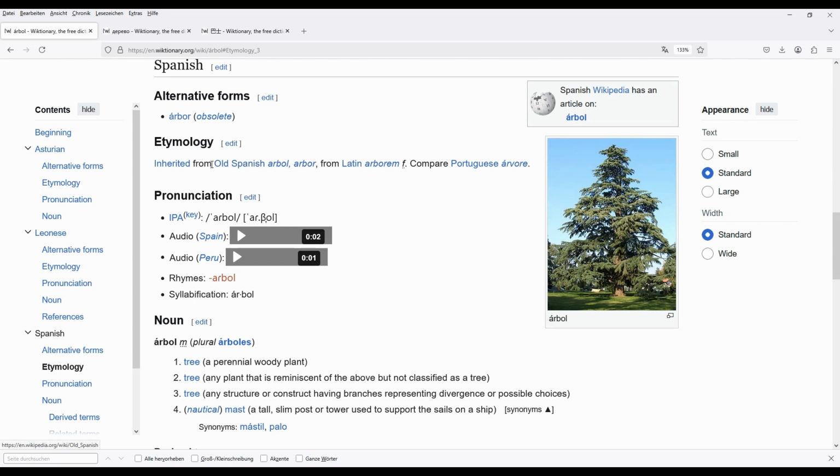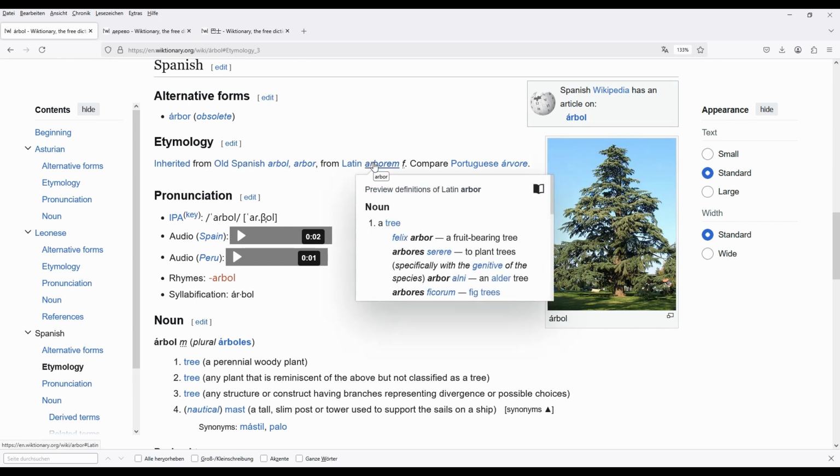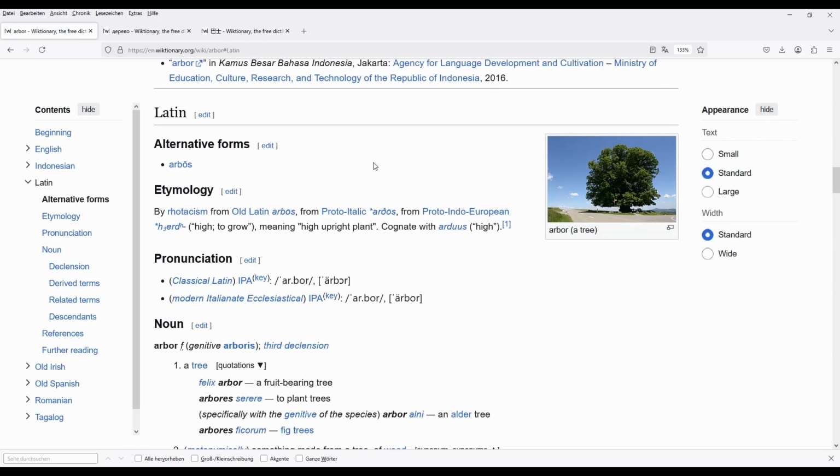Still not very helpful, but let's go to the mother word, let's say the Latin arbor, the tree. And here it's still not so helpful for most of us. Please don't get frustrated, don't be afraid of the linguistic language. We just scroll on, and then that's going to be interesting and very helpful.